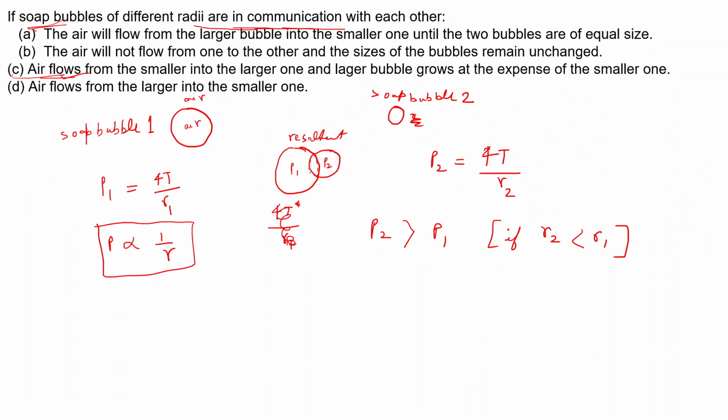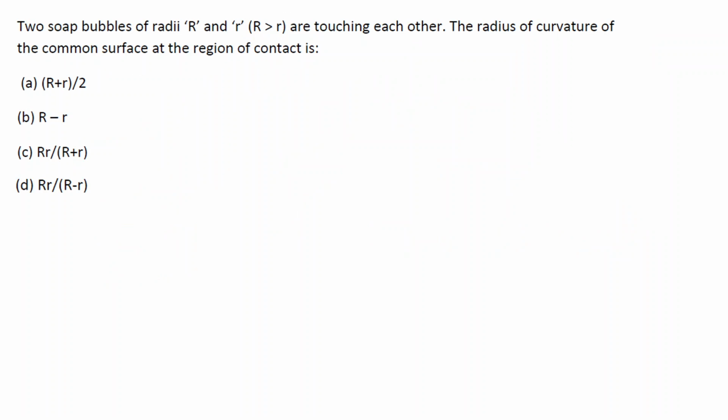Now this we did. Now another question. Here we have two soap bubbles of different radii again. One soap bubble has radius capital R, another soap bubble has radius small r, and we have been given a relation between them, and the bubbles are touching each other.